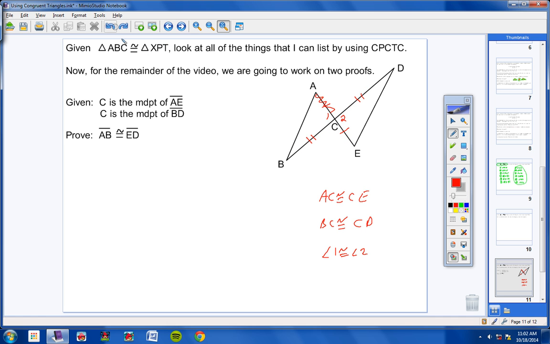Okay? So that's a pretty good plan of attack. I'm going to use side, angle, side. And then once I state that the two triangles are congruent, I can definitely state that AB is congruent to DE. Okay, let's go ahead and give this a shot and see how we do. Here we go.